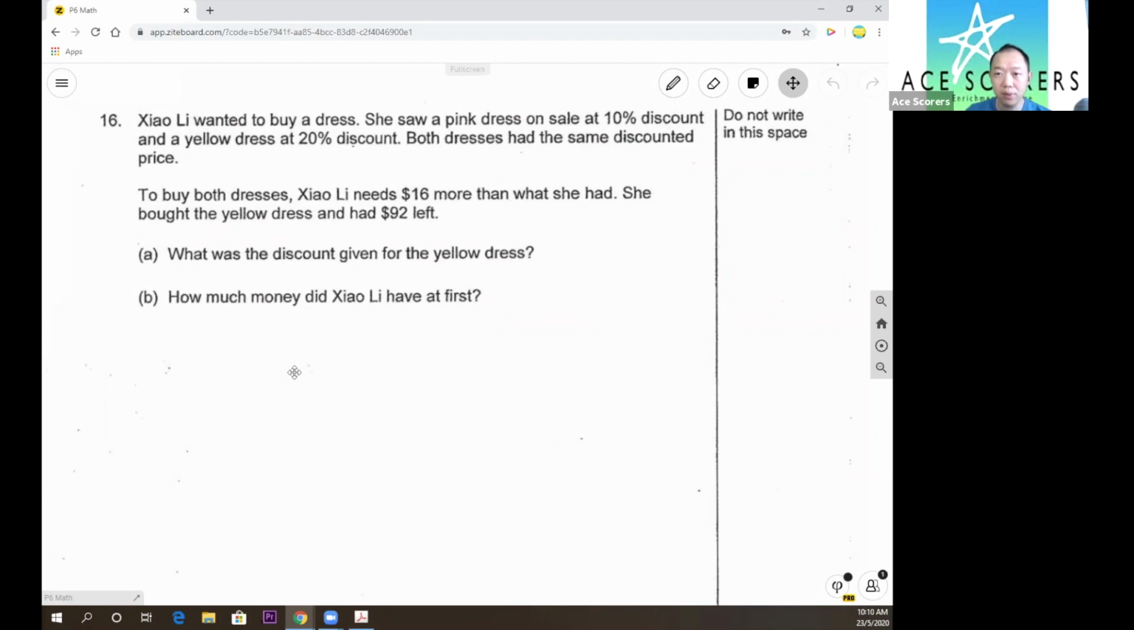Okay, so the first thing we need to do is to find out the price. What was the discount given for the yellow dress? I know Tadeo tried but didn't get it correct. How about Samuel and Isaac? Did you manage to do this?